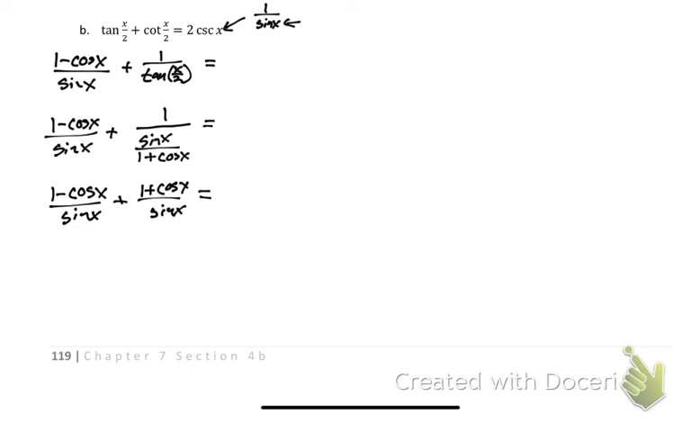Common denominator, so we can add these. That's going to give me 1 minus cosine x plus 1 plus cosine x over sine x. Negative cosine x plus a cosine x, that cancels out. Don't accidentally cover up this 1 because we do have 1 plus 1, which equals 2. So now we have 2 over sine x. What's 1 over sine x equal? Cosecant. So what does 2 over sine x equal? 2 cosecant. We're done.